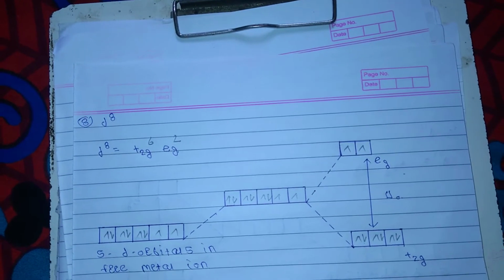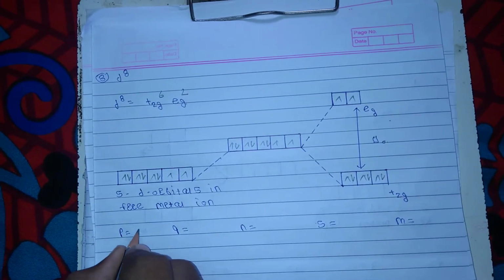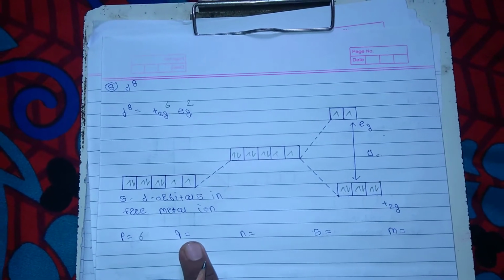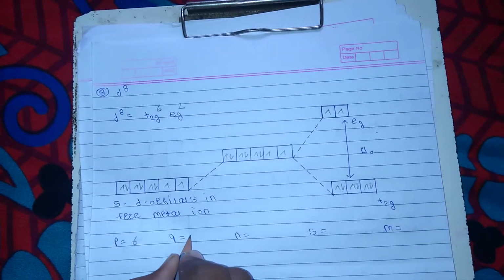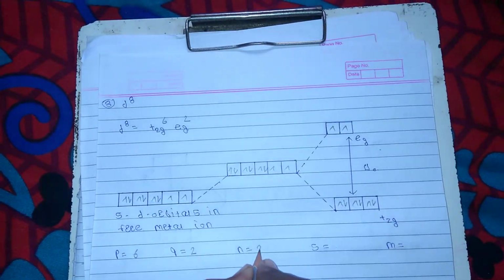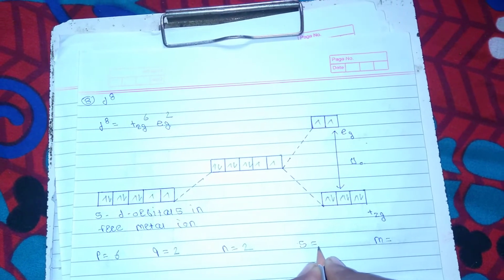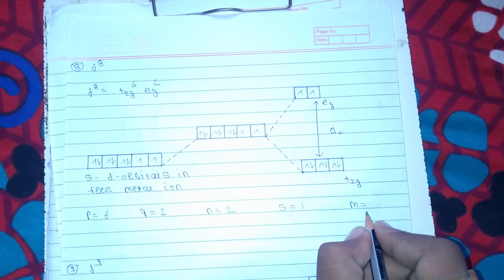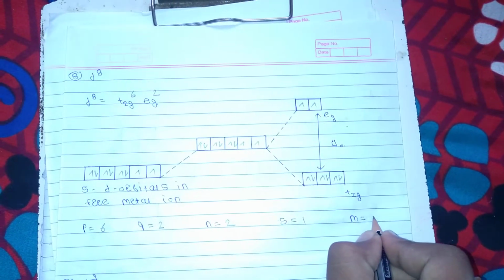So P is equal to the number of electrons present in the T2G set, which is 6. Q means the number of electrons present in the EG set, which is equal to 2. The number of unpaired electrons in the T2G and EG sets is 2. S means resultant spin, n by 2, means 2 by 2, means 1. And M is equal to the number of paired electrons present in the T2G and EG sets, means 1, 2, 3.